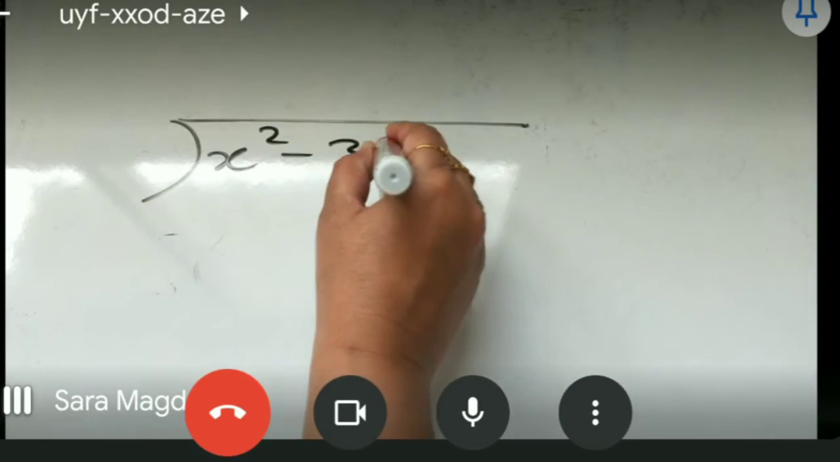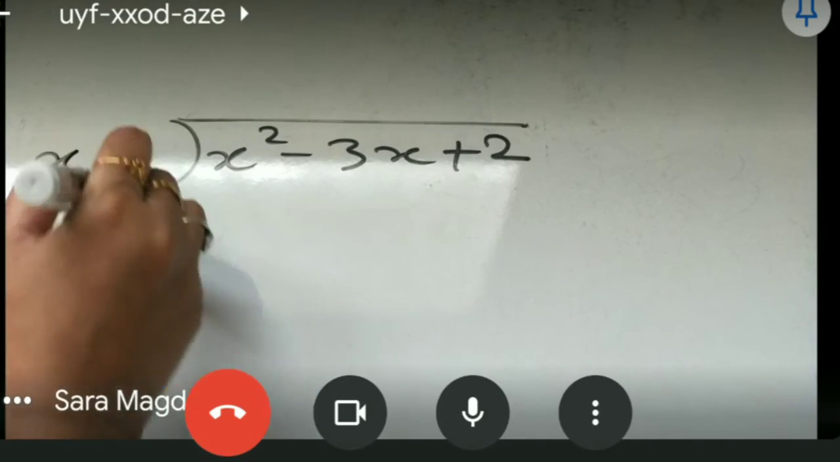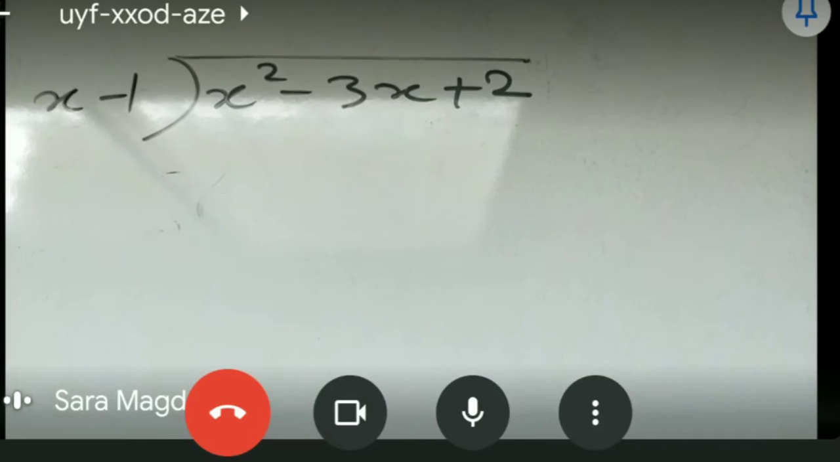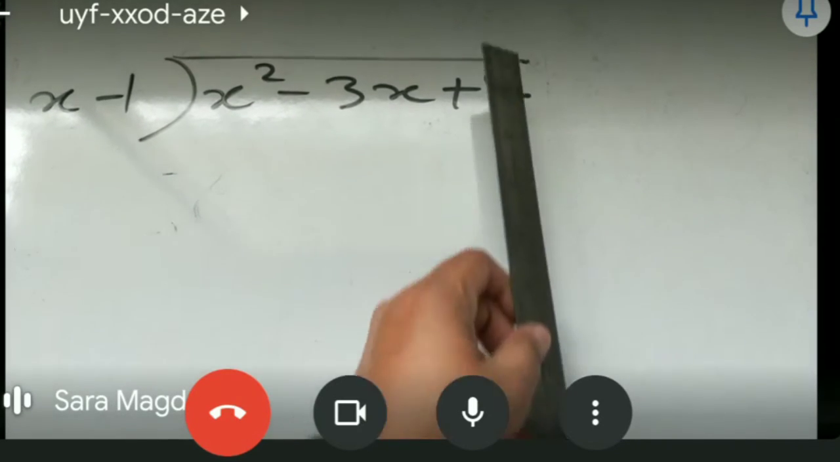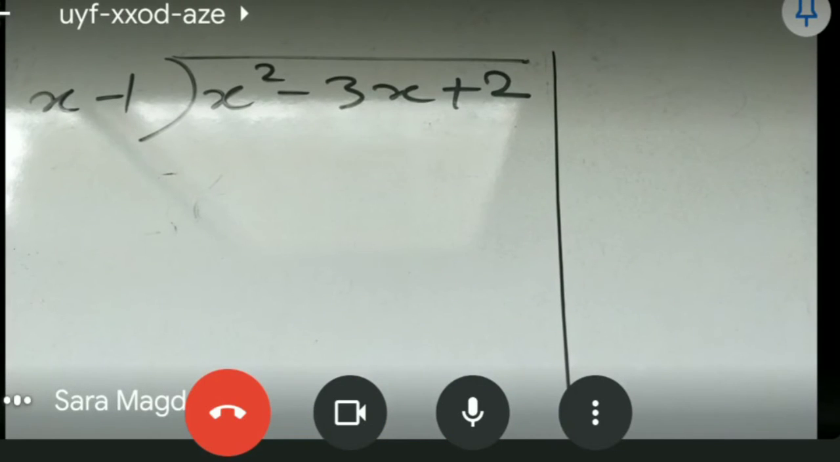Divide x square minus 3x plus 2 by x minus 1. This is the polynomial. Now what you will do? You will tell me the quotient. First quotient you will have to tell me.